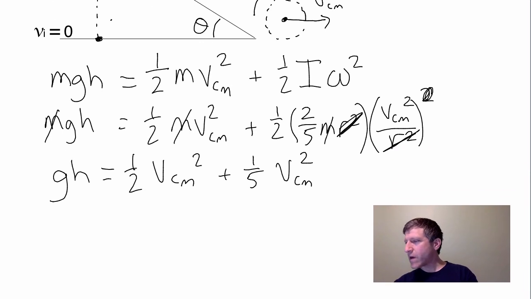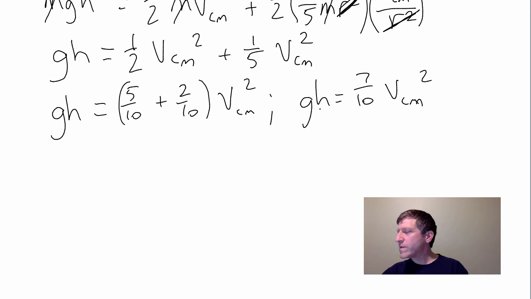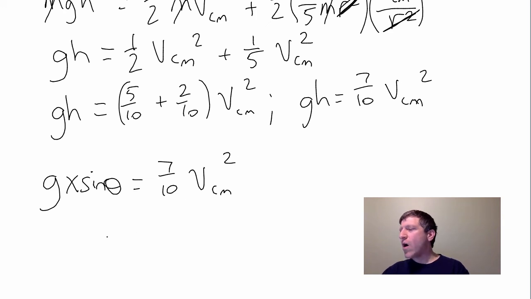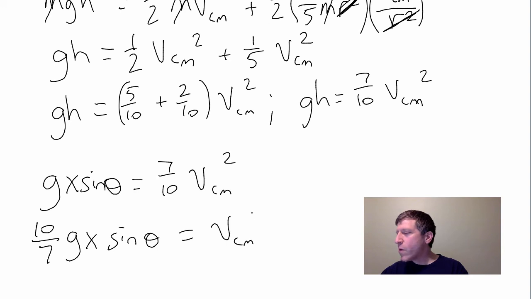So then we can just go ahead and solve this for v_cm. Let's express this in terms of x and theta. So g h, or g times x sine theta, will be equal to 7/10 v_cm squared. I'm going to put this all on one side, and you'll see why in a minute. So notice that we get 10/7 g times x times sine theta equals v_cm squared. But what I'm after is the acceleration. Luckily, we have an equation that'll help us with this.